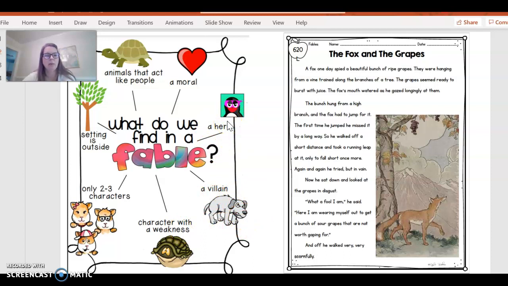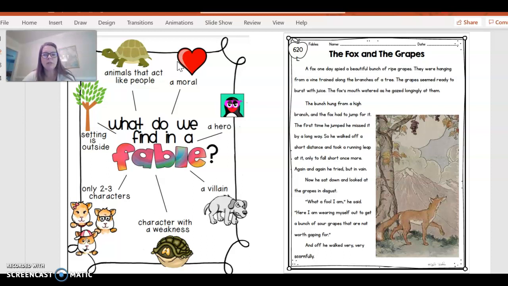The most important thing about a fable is that you should be able to understand the moral or the lesson of the story. So fables were written a long time ago to teach people lessons about life, whether it was how to treat people or how to be helpful in your community, how to not be greedy, how to save money, those kinds of things.